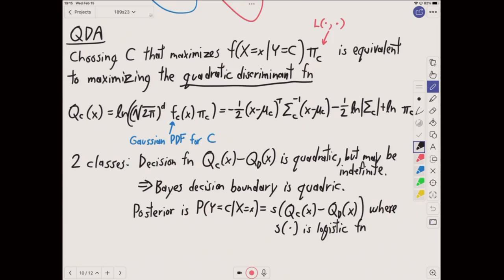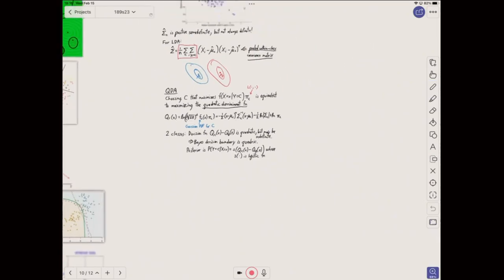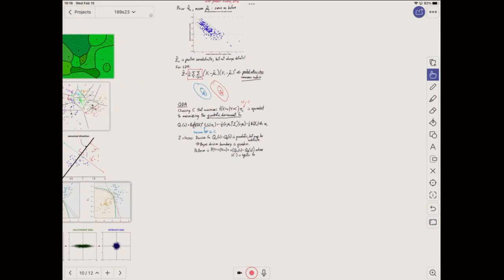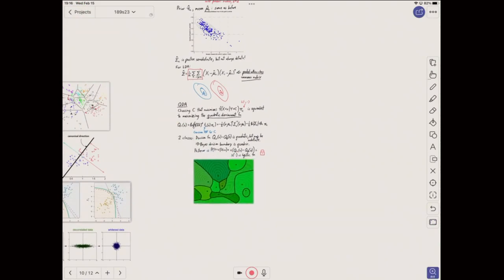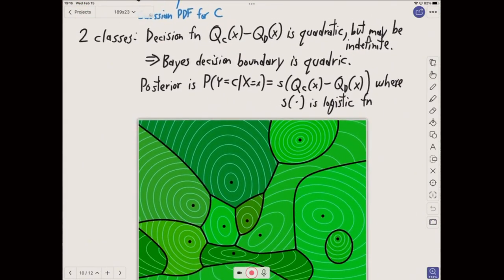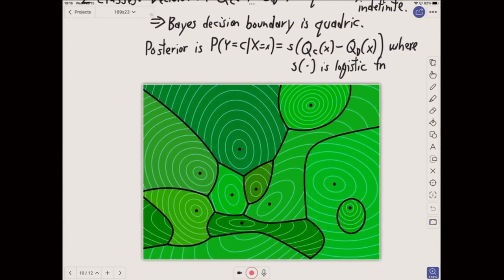All right, well, you might wonder what happens when we have more than 2 classes, and then you can get a diagram that looks something like this. So this is basically an anisotropic Voronoi diagram, and this is what will happen if you have many different classes.